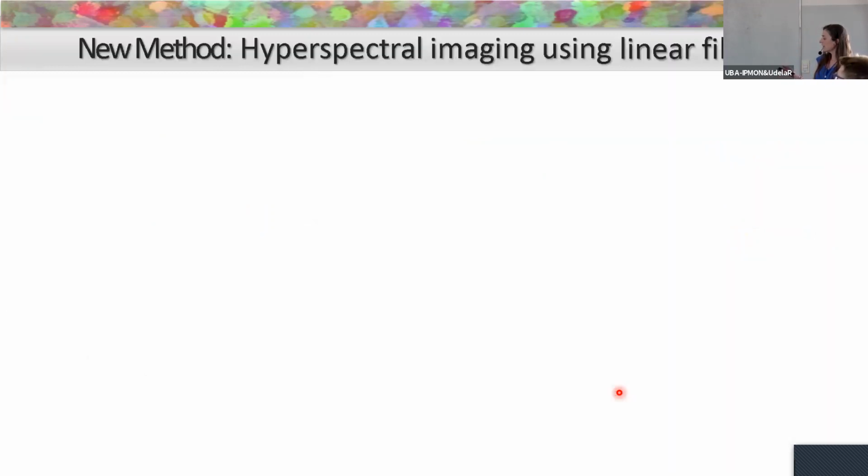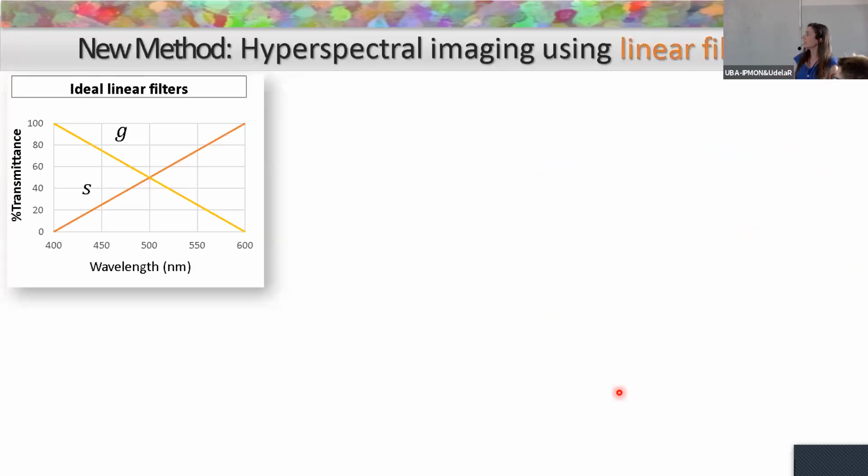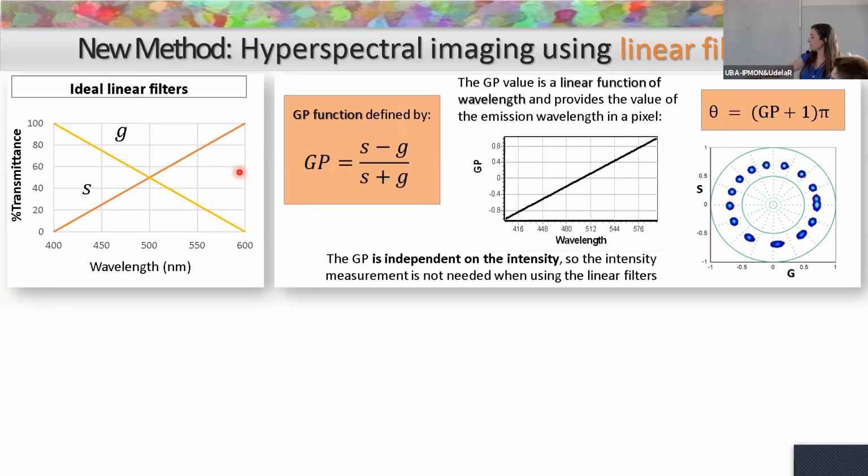So now we propose a new method that applies this sine and cosine approach, but uses ideal linear filters, up and down. This means that the transmission in one of the filters increases as the wavelength increases, and the opposite for the other filter. With this, we calculate a GP function where S and G are the intensities measured through these filters, and then we normalize by the total intensity, that is S plus G.